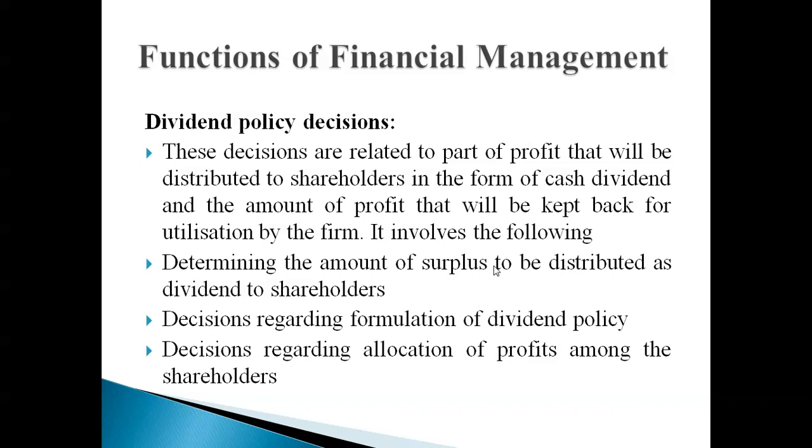Determining the amount of surplus to be distributed as dividend to shareholders. What is called this amount of surplus? I paid every expenditure. I have taken some amount as retained earnings. Still, it is having some amount to be paid to the shareholders. That is the surplus. After retained earnings, something left there, that is called the surplus. Retained earnings is a type of reserve you are taking for future purpose of business.